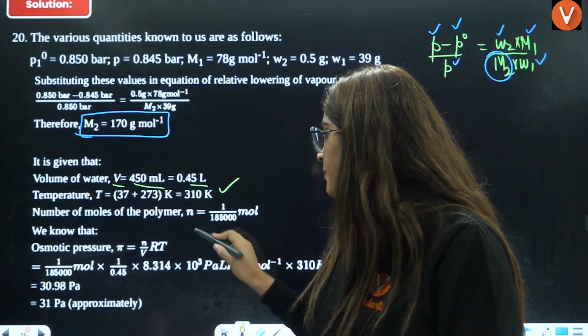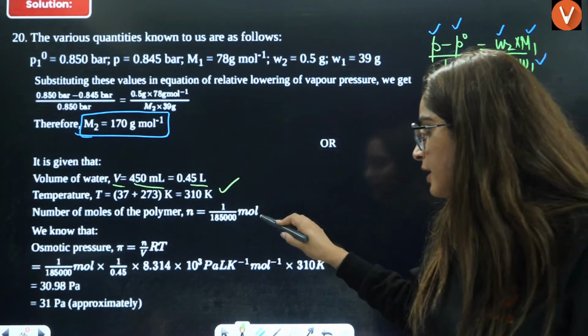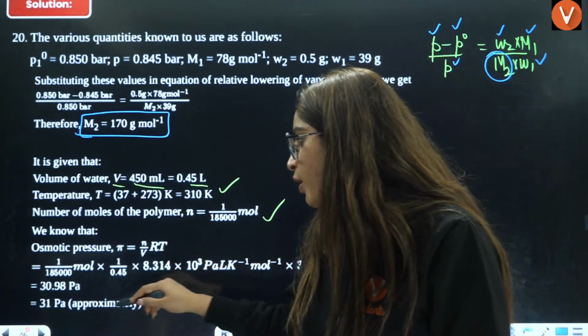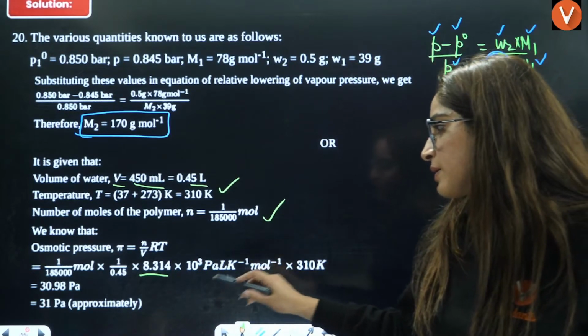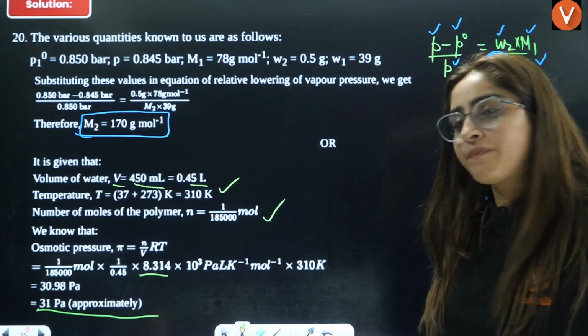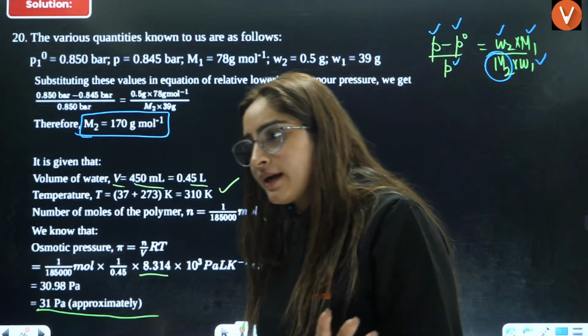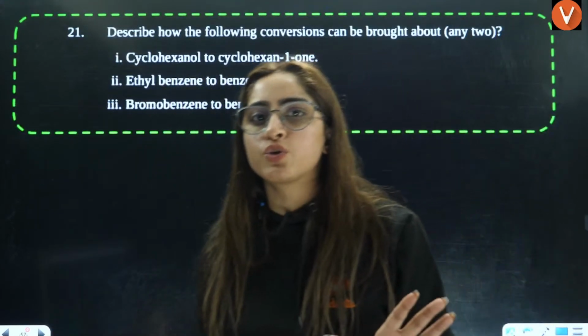Number of moles is 1 by 18500 because mass is given to be that. In moles, you can easily calculate. Osmotic pressure, just put the values, put the value of R here, right? And you will get the answer, that is 31 pascals, right? Okay, understood?